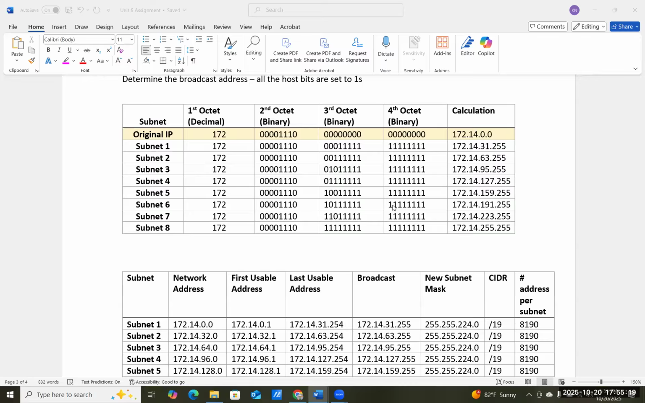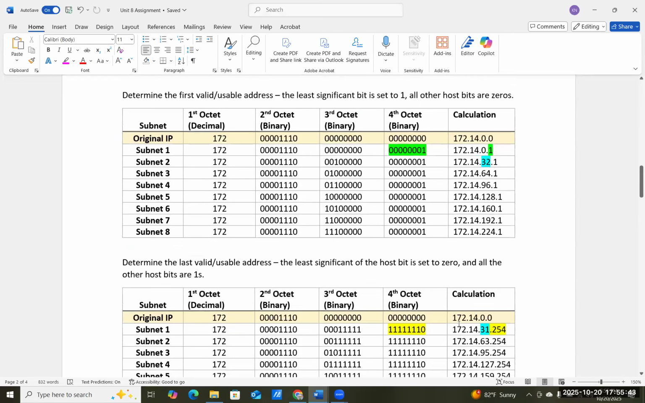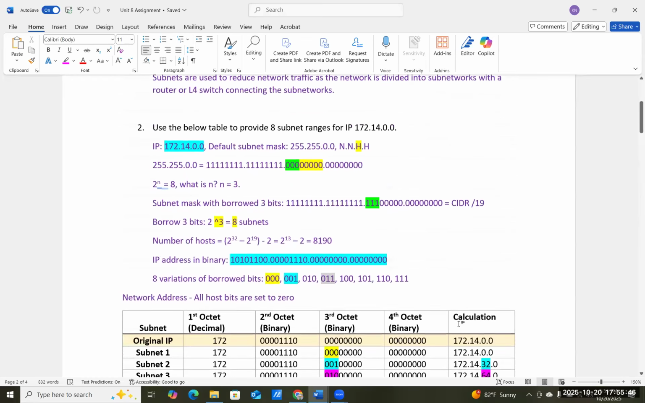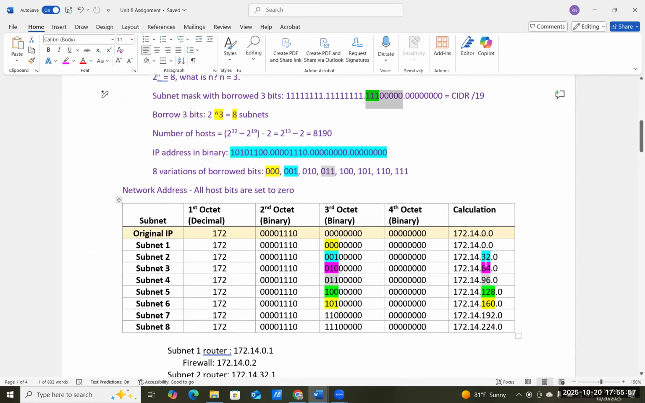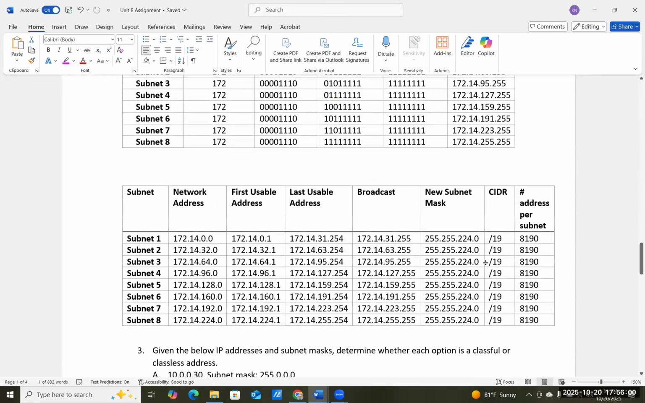So how did I come up with this 224? What do you think? It's the decimal value of 11100000. You plug this into your programmer calculator and you would get 224.